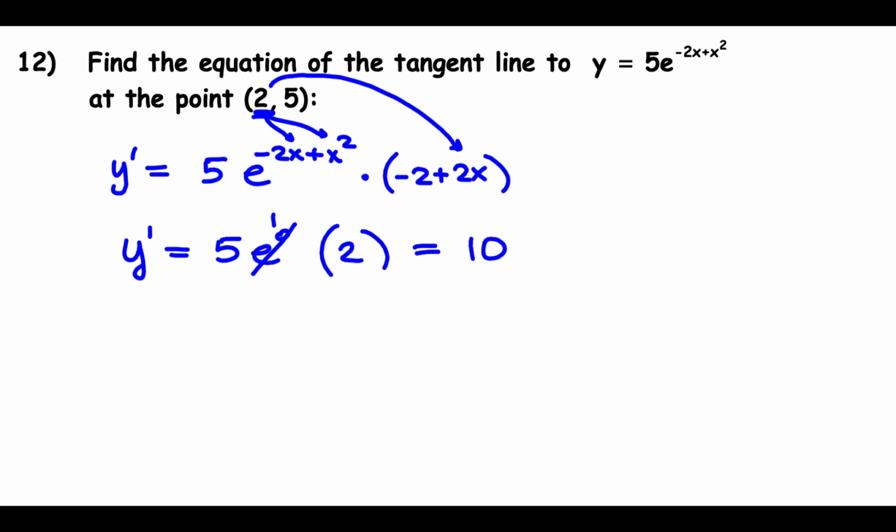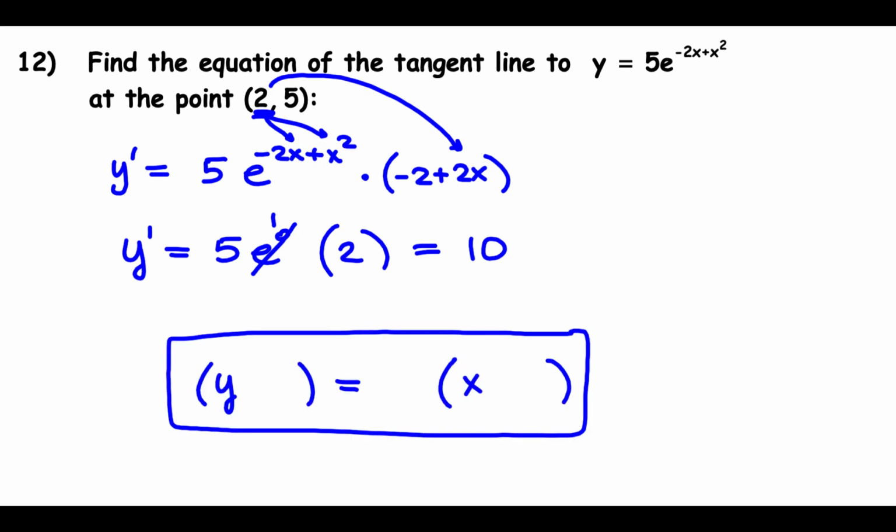So we have the slope. We have a point. We've got our answer. The slope will go in the middle right here. So the 10 drops in. And it's going to be x minus 2 at the end, y minus 5. And there you go. That's number 12. Piece of cake. On we go.